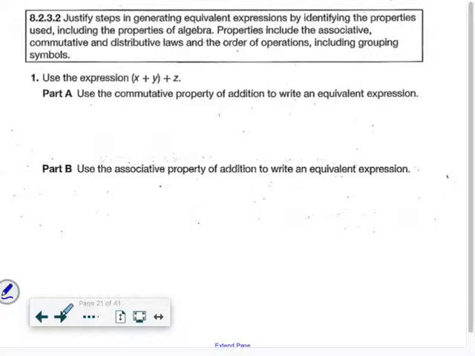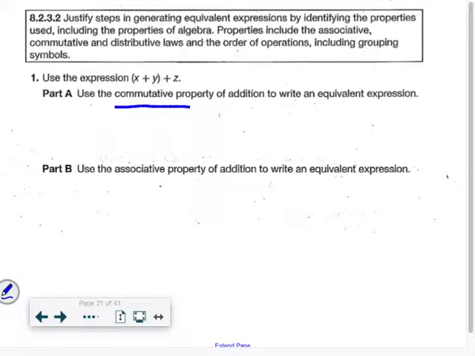Our second benchmark, 8232, says justify steps in generating equivalent expressions by identifying the properties used, including the properties of algebra. Properties include the associative property, commutative property, and distributive property, and the order of operations, including grouping symbols. Use the expression, parentheses, x plus y, parentheses, plus z. And part A says use the commutative property of addition to write an equivalent expression. Part B, use the associative property of addition to write an equivalent expression.